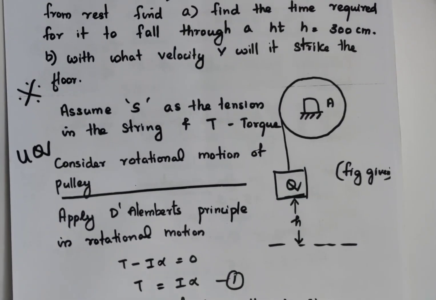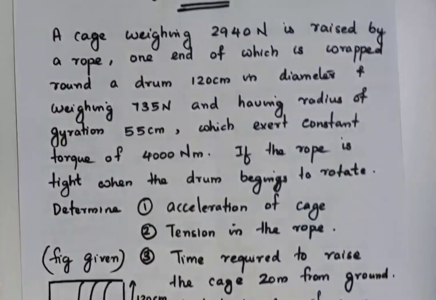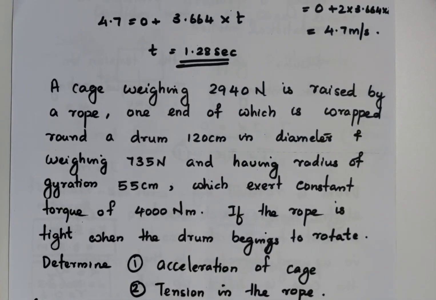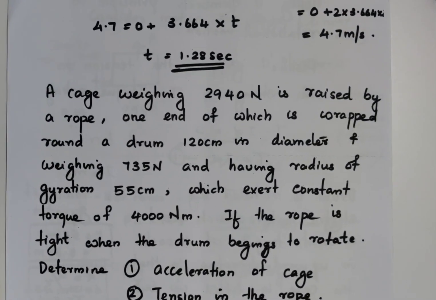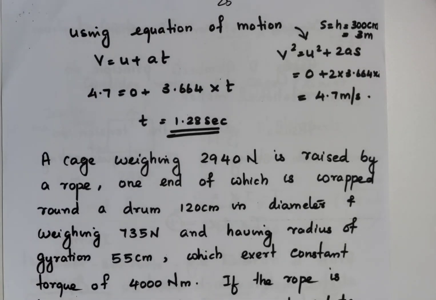Now the next step is you have to calculate the time taken. We have to use the equations of motion. Using the first equation of motion, V is equal to U plus at, where 4.7 is equal to 0 plus 3.664 into t. That is equal to 1.28.